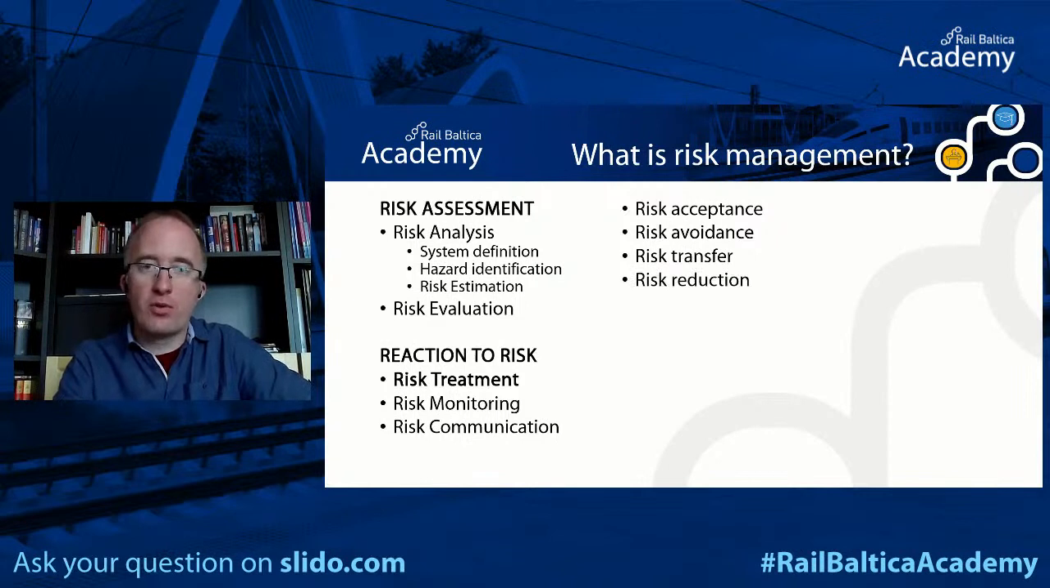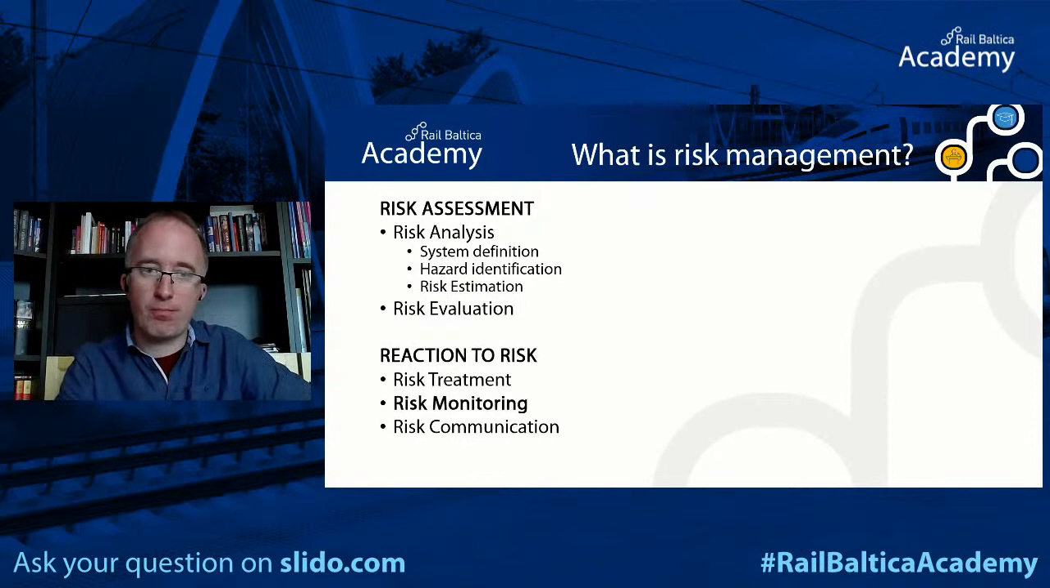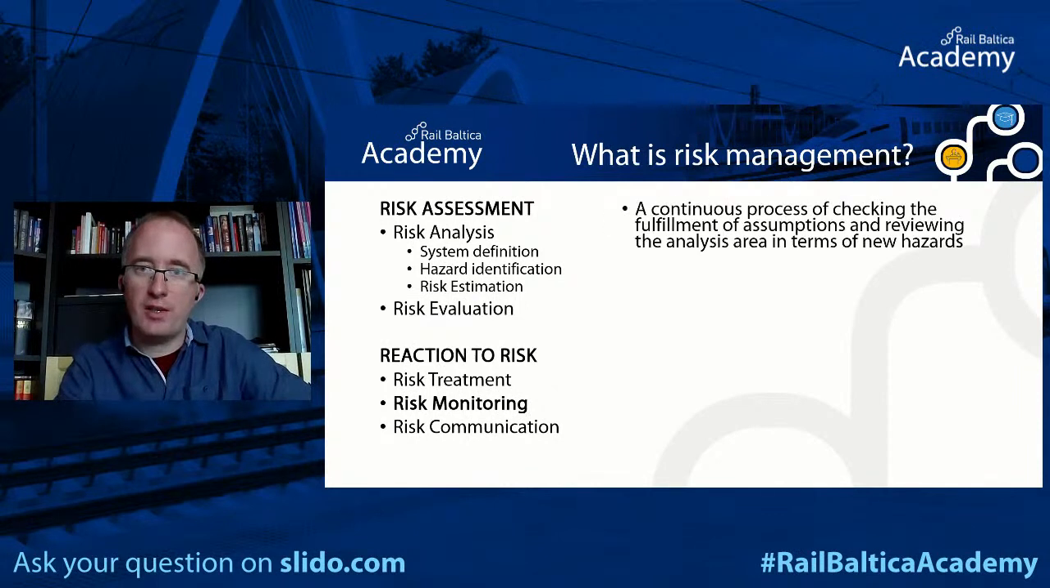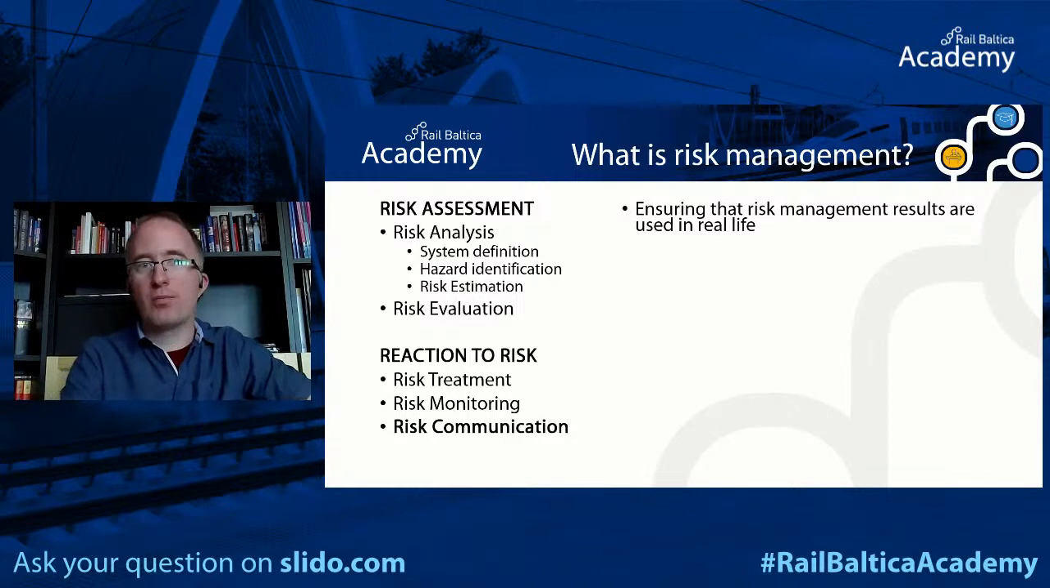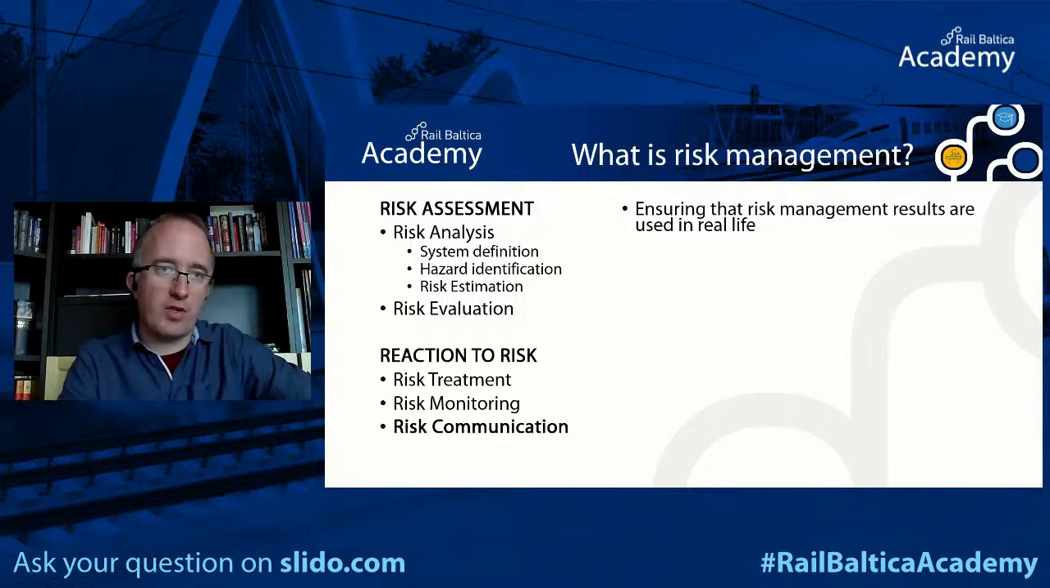The most often used will be risk reduction. So the situation in which we try to add some safety measures in order to lower the risk, to keep the risk at an acceptable level. The two other reaction to risk paths, risk monitoring and communication, are more related to the common safety method on monitoring. That's why just one sentence here. We have to check the fulfillment of assumptions, reviewing the analysis area in terms of new hazards. The process should be living. It should not be only a one-time thing. And also risk communication, ensuring that the risk management results are used in real life. Not exactly part of the common safety method on risk assessment, but definitely a part of risk management as a whole.